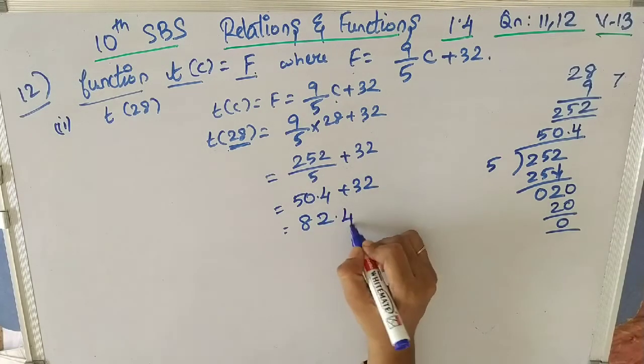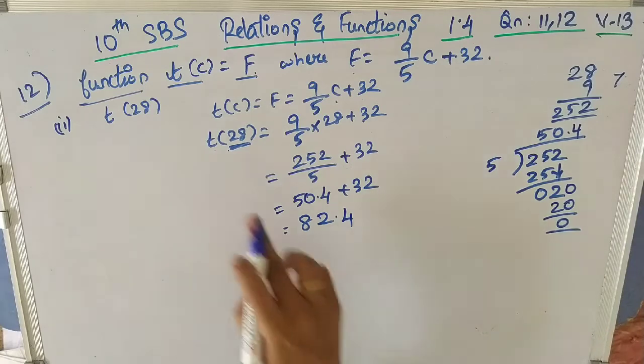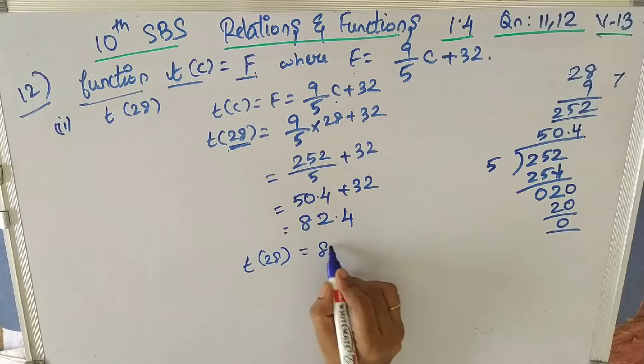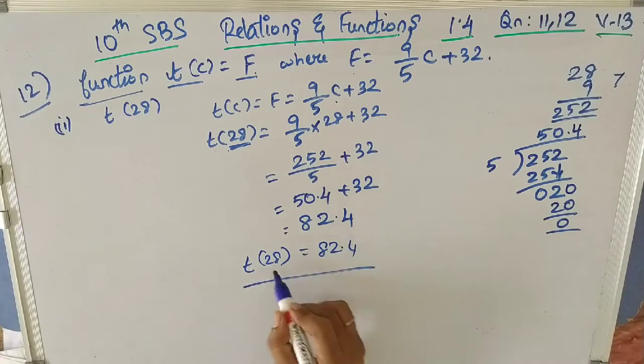Clear? So what is T of 28? T of 28 is 82.4. Clear? In the place of C, we are substituting 28.